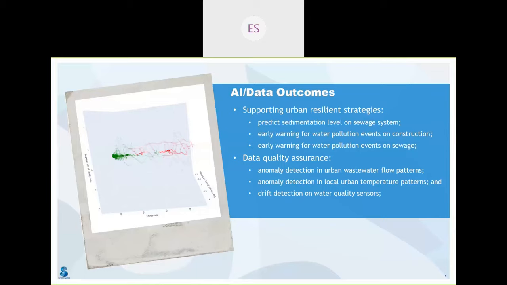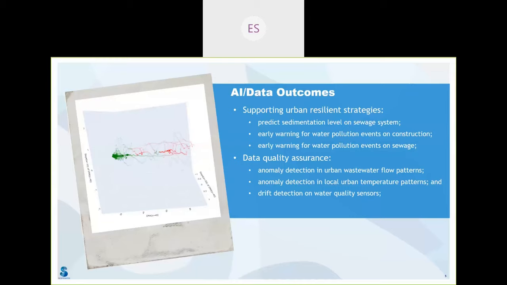We have created another model to detect early warnings for water pollution events on construction sites. This is related to the Gothenburg case. Here, we are monitoring water quality parameters of different water recipients and applying different artificial intelligence techniques and algorithms to perform this early warning and minimize the impact of the pollution events. And finally, the other model also performs early warning of water pollution events, but in this case on the sewage system, and the main aim is to detect spills from industries or restaurants by analyzing the different water quality parameters and applying data science techniques.